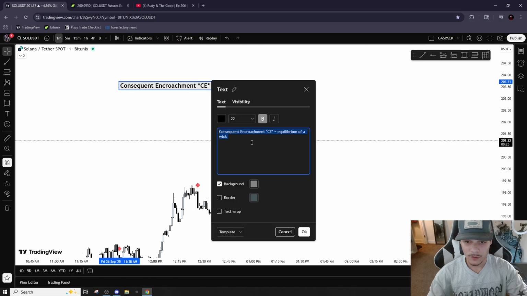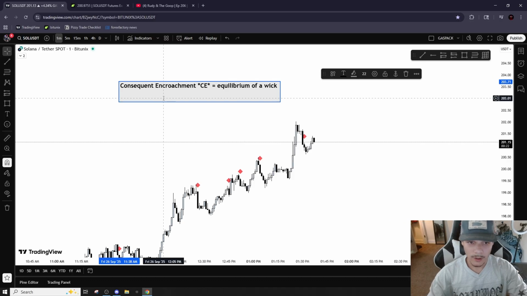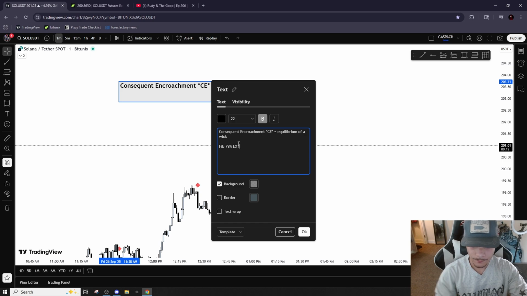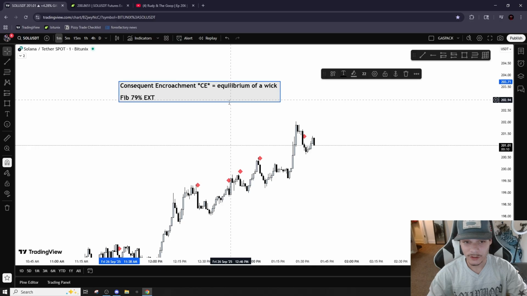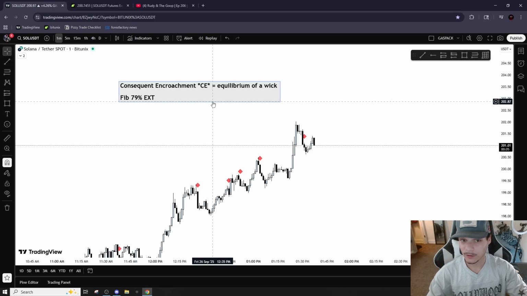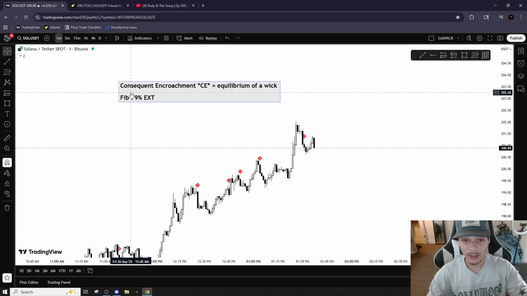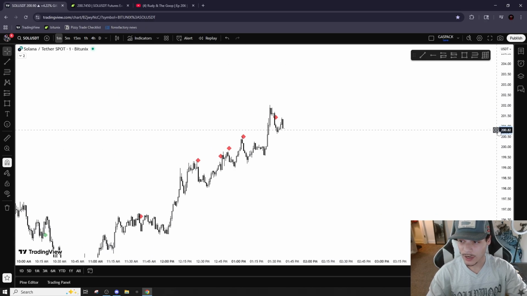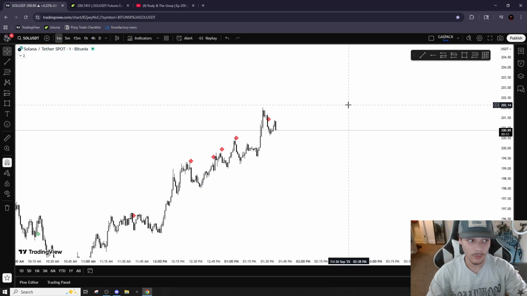Alright? So now, let's get into what is the Fibonacci Retracement Tool I use, that is the 79% extension. All that is literally just a Fibonacci retracement tool that helps me enter trades, know where price is going to go to, etc. So now that we know what the 79% extension is, and consequent encroachment, equilibrium of a wick, let's get into the chart. I'm going to show you a trade that I literally just took that pretty much were only these two confluences.